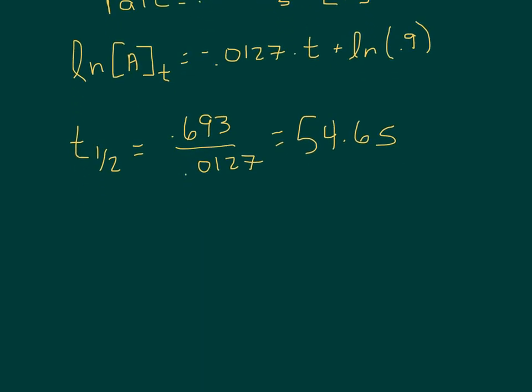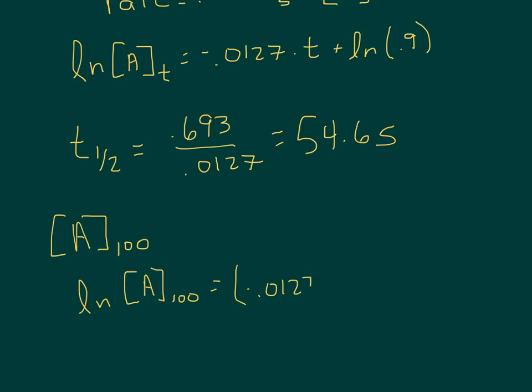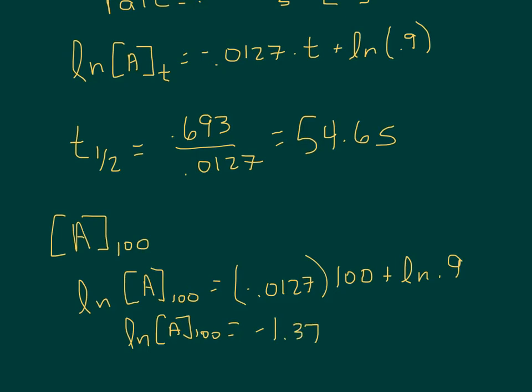For the next problem, you do not have this problem in the packet that I gave you, but I'm going to pretend that the next question said to find the concentration of A after 100 seconds. And so I'll say the natural log of the concentration of A after 100 seconds is equal to negative 0.0127 times 100 plus the natural log of 0.9. When I solve this, I get that the natural log of the concentration of A at 100 seconds is equal to negative 1.375.